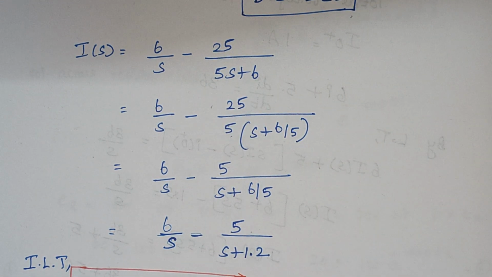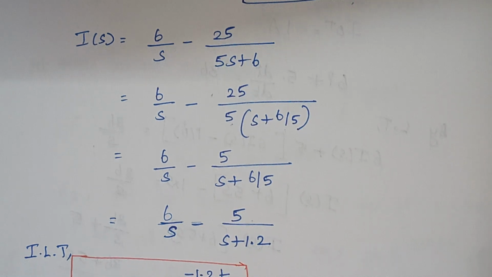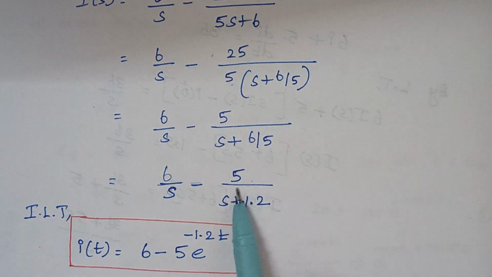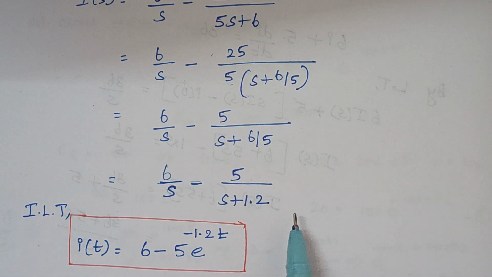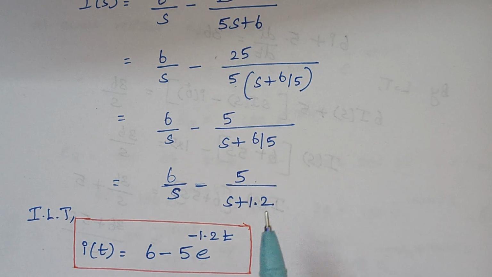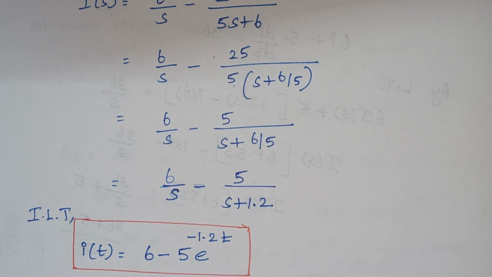So therefore, when you take inverse Laplace transformation, we can find an expression for I of t. Therefore, I of t is given by 6 minus 5 into, that is s plus a is e to the power minus at. So in the place of a, I am having 1.2. Therefore, e to the power minus 1.2 t. So this is our expression for transient current.